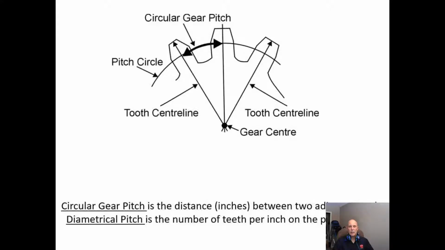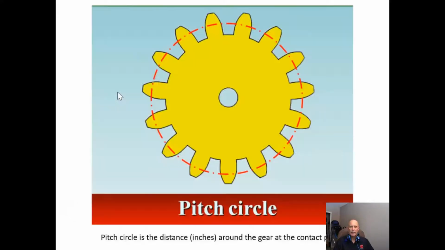So let's just say that we have a diametrical pitch of 4. So that would be 4 teeth. Now, the gear that this has to mesh with has to have the same diametrical pitch. So let's take a look at a few other pictures of how this is set up.